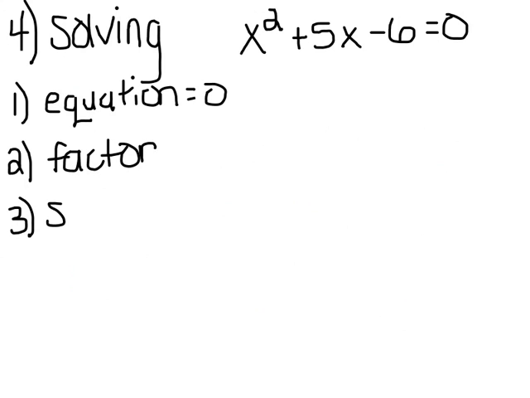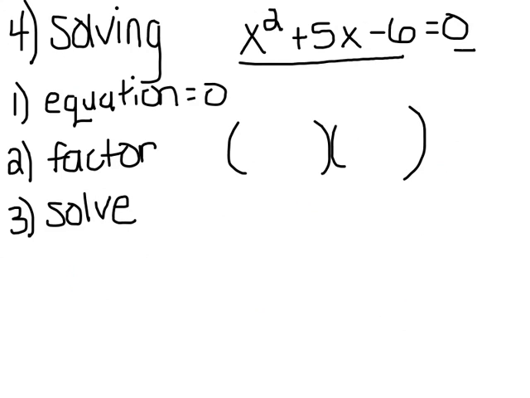We'll be solving by setting each of the factors equal to 0. So first, our equation is equal to 0 in this particular problem. So we get to move on to step 2 and factor. We'll be factoring x squared plus 5x minus 6 by looking at the factors of negative 6.